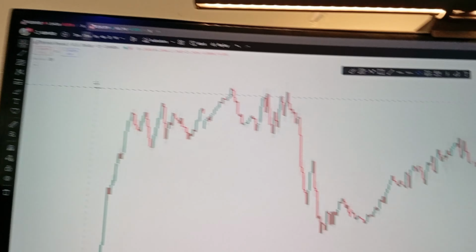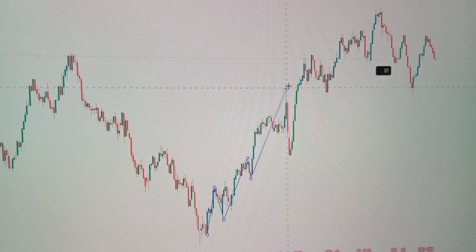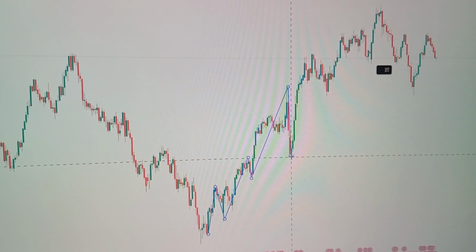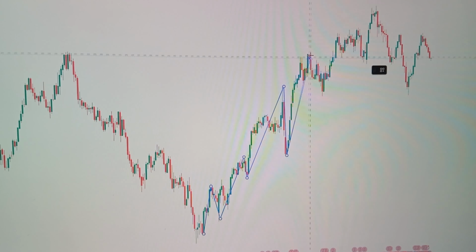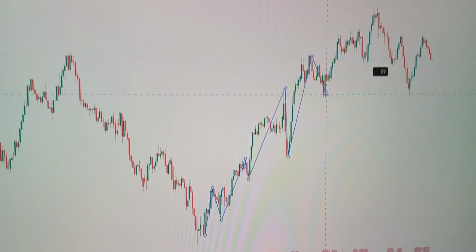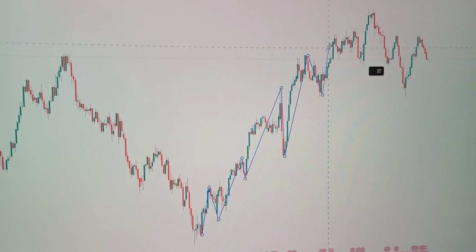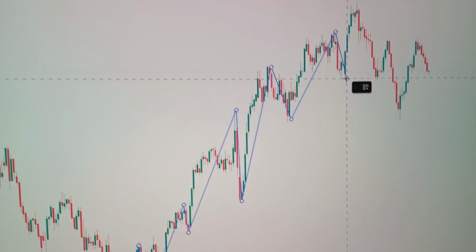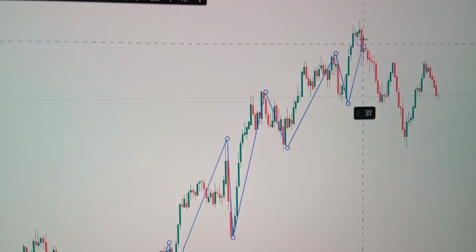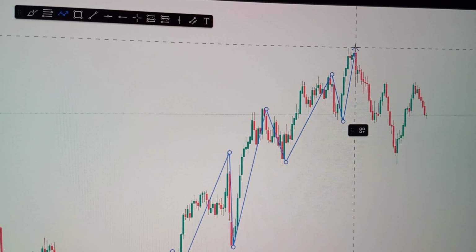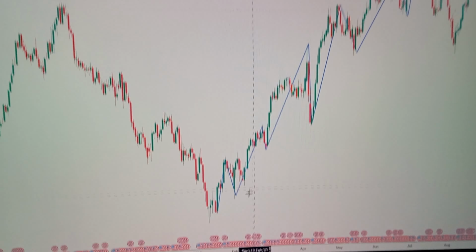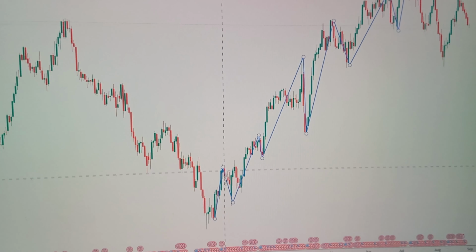This is a high, this is a low, up here is another high, down here is another low, up here is another high, down here is another low, up here is another high, down here is another low, and up here is another high. Okay, so this is an uptrend because it is making higher highs and higher lows.